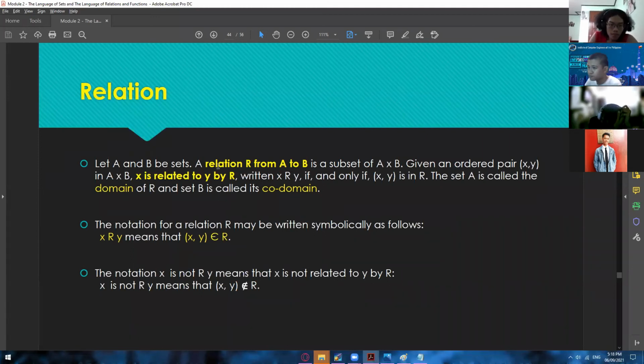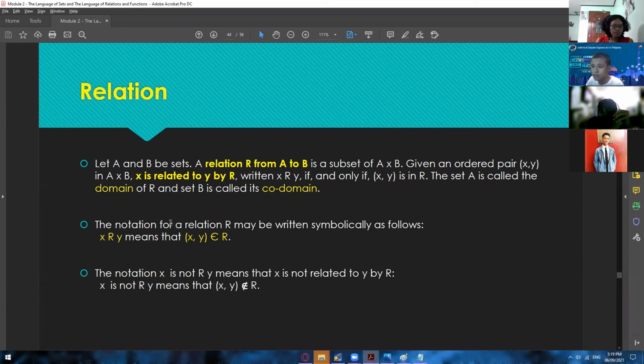So in here, relation R from A to B is a subset of A times B. Given an ordered pair x, y in A times B, x is related to y by R, written x R y, if and only if x and y are in relation. So we can only say that x is related to y if it meets the condition. Later on, I will have an example with this one. The set A is called the domain of R, and set B is called its codomain. So the first element is the domain, and the second element is the codomain.